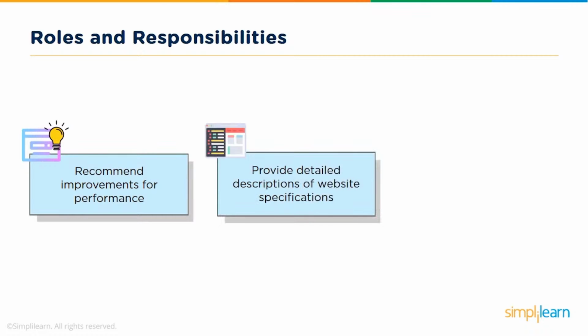A primary responsibility of a PHP developer in team collaboration is to provide detailed descriptions of website specifications such as product features, budget, programming languages, communication protocols, functionalities, structure, and deadlines to the other teams.